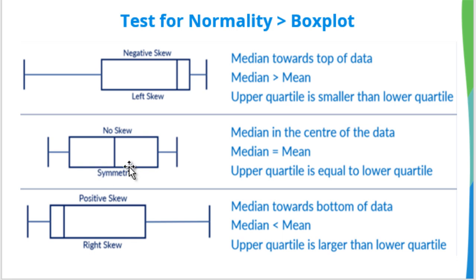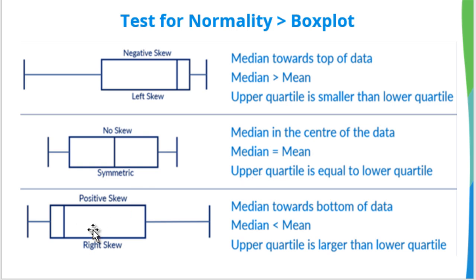So we also have the one that has no skew. It is symmetrical in nature. The median is in the center of the data, and the median is equal to the mean. Median and mean are equal, and the upper quartile is equal to the lower quartile. This upper one is equal to the lower one.